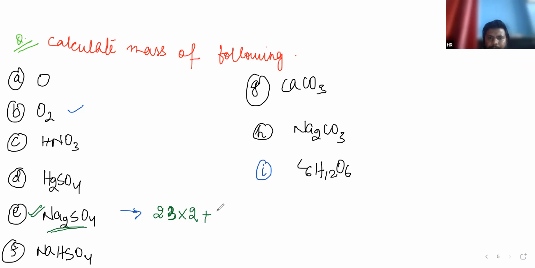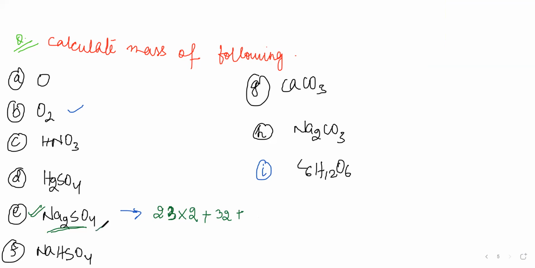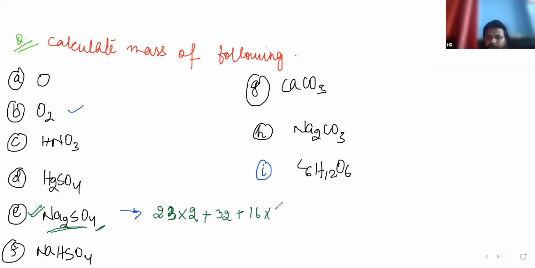I don't know. 32. I have written it all in your previous classes. Don't you remember it? Mostly elements got doubled of its atomic number. And what is the mass of oxygen? 16. How many atoms of oxygen are present? 4. Then we just need to solve it. This simplification, 23 into 2 is equal to 46, 32, and 16 into 4 is equal to 64.